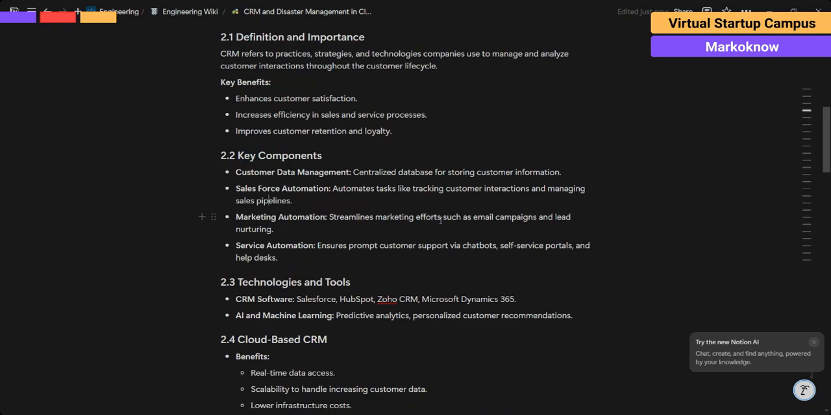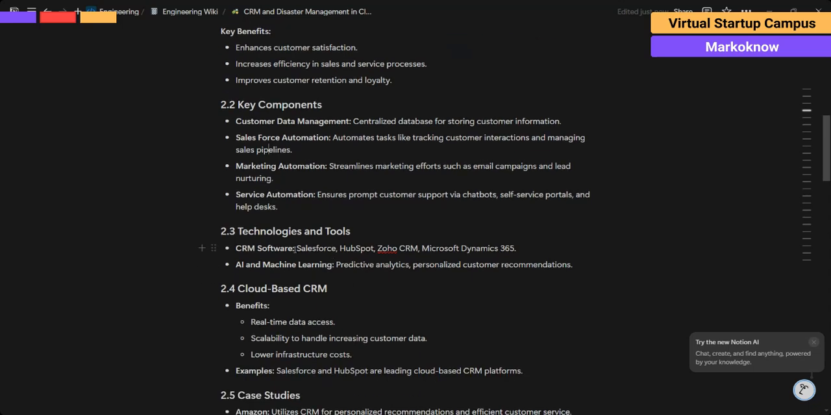Customer data management, a centralized database for storing the customer information. Sales force automation. I already said the sales team also interacts directly with the sales pipeline with the help of that. This is a plus feature in Azure and other services too. And marketing automation as well, such as email campaigns and lead nurturing. And service automation ensures prompt customer support via chatbots, self-service portals, and help desk sessions.